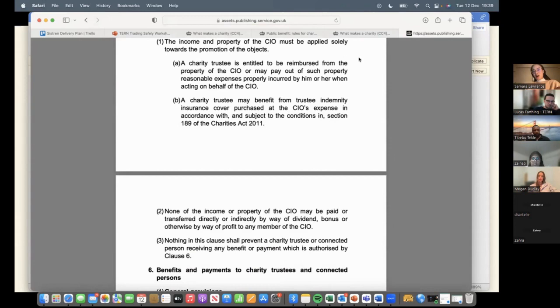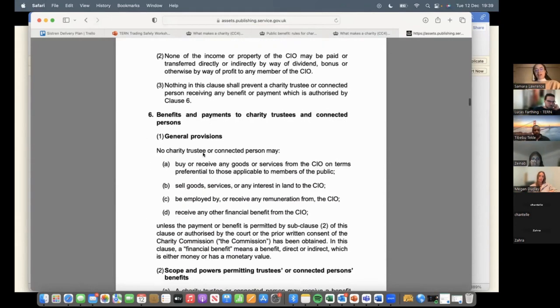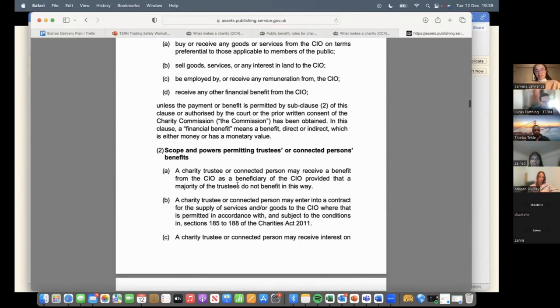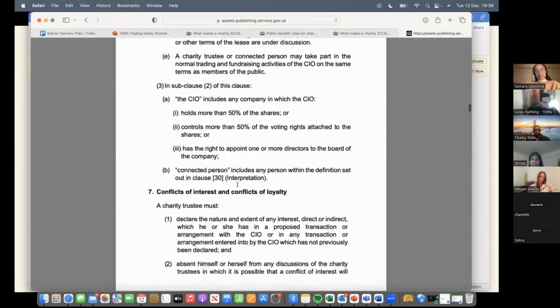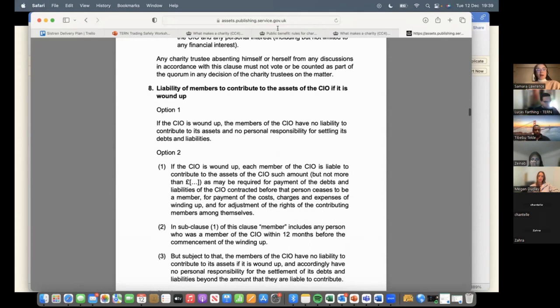That's what this part of the document is saying. So it's saying you can pay trustees expenses, or you can pay them to provide a service in the organization, but you can't pay them to be a trustee. So that's basically limiting how money is spent in the organization. This is just about conflicts. This is about winding up the organization.